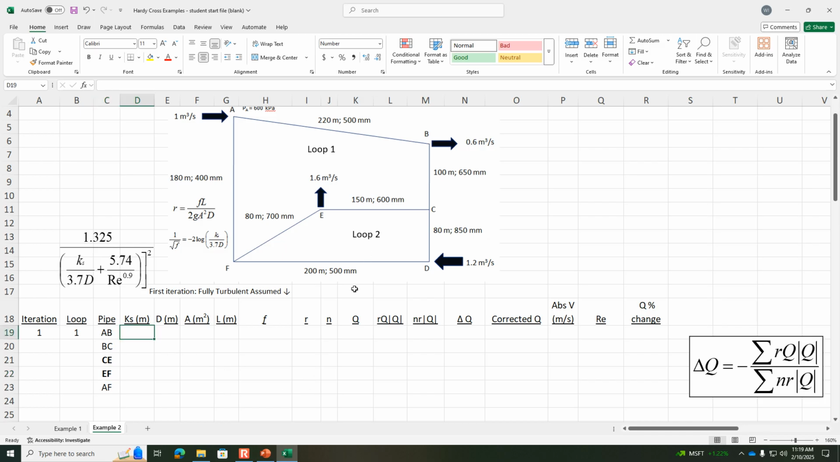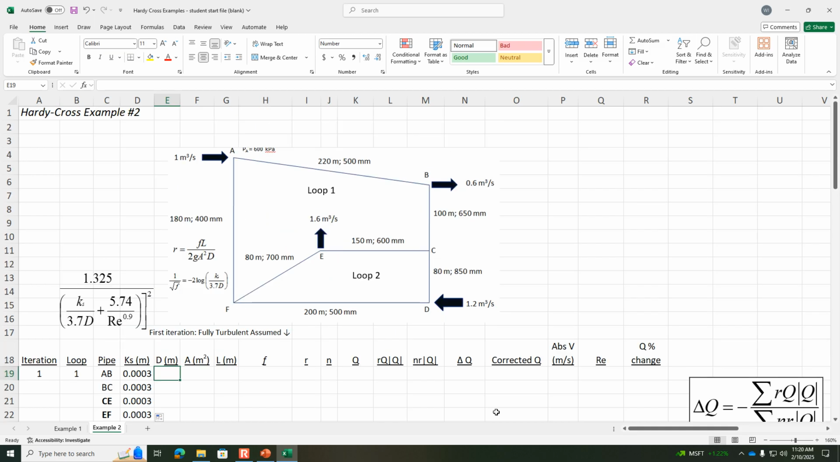Okay, so here it said that all pipes have an equivalent sand roughness of 0.3 millimeters. So I'll say equals 0.3 divided by 1,000, since here in the column header it's defining the k sub s as meters. So 0.0003 for all of those pipes. Okay, now we'll put in the diameter. Pipe AB has a diameter of 0.5.